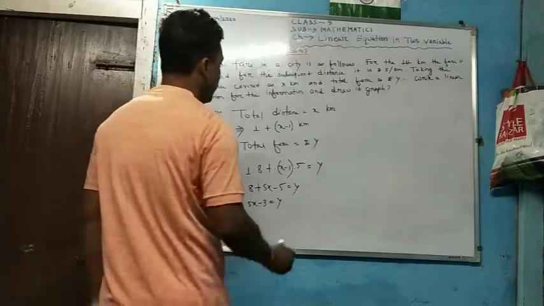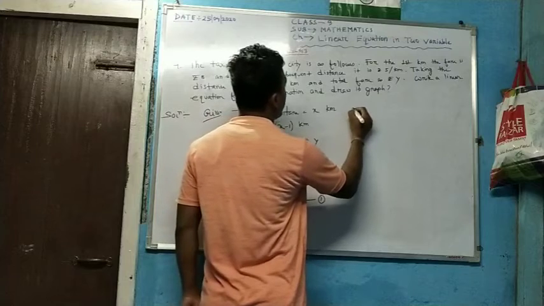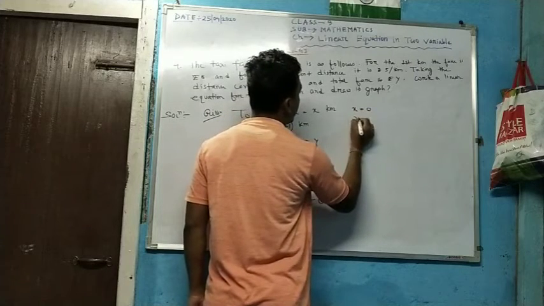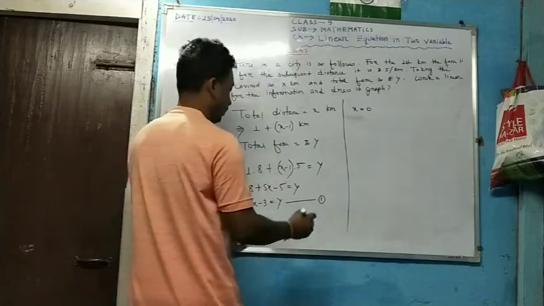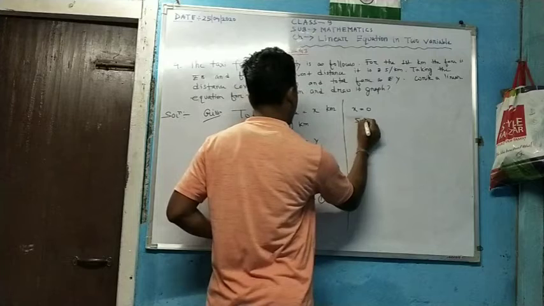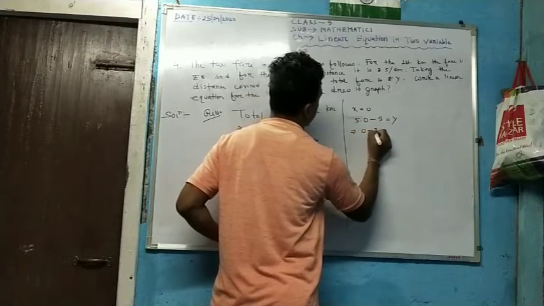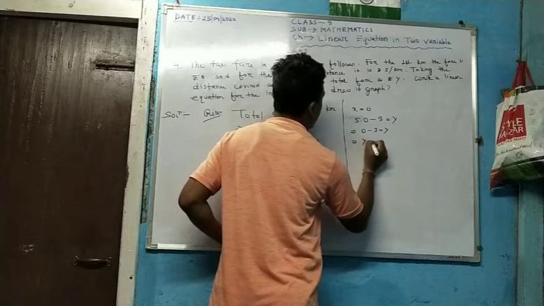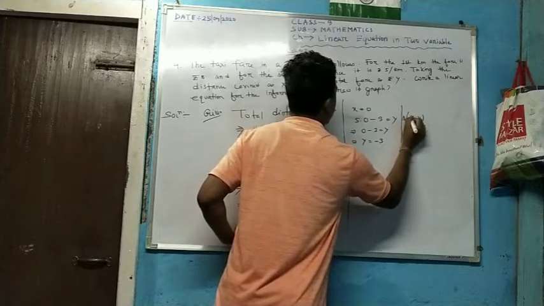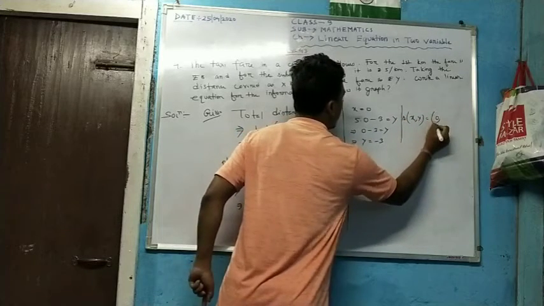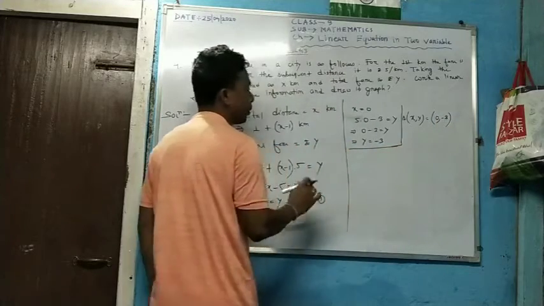Okay, now let me mark this as equation number 1. If I put x equal to 0, then what will I get as the value of y? The equation will be 5 into 0 minus 3 equal to y. 5 into 0 will be 0, minus 3 equal to y. That is, for the first point, for x equal to 0, I am going to get y equal to minus 3. Okay, note it down in your notebook. After that I am going to rub it.